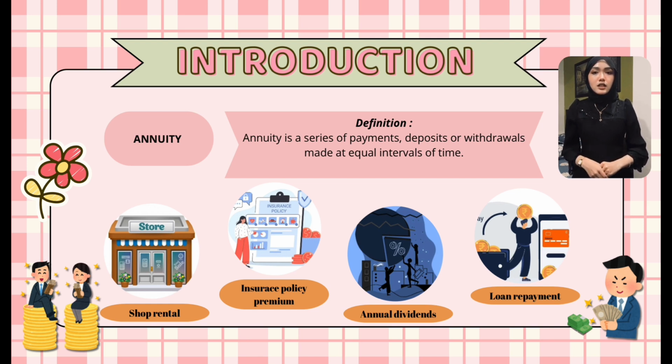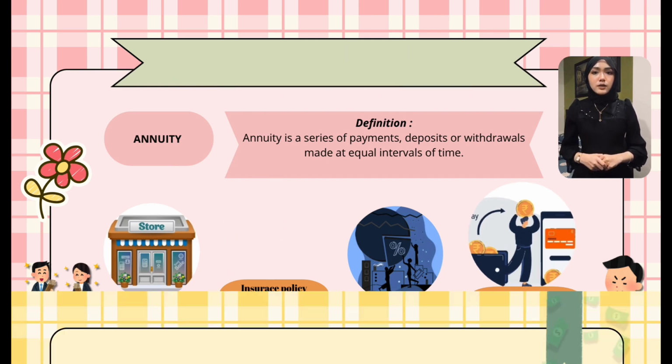Financial transactions that involve regular payment over time. So what is an annuity? An annuity is a series of payments, deposits or withdrawals made at equal intervals of time. For example, shop rental, insurance policy premium, annual dividend receipt, installment payment, and loan repayment.